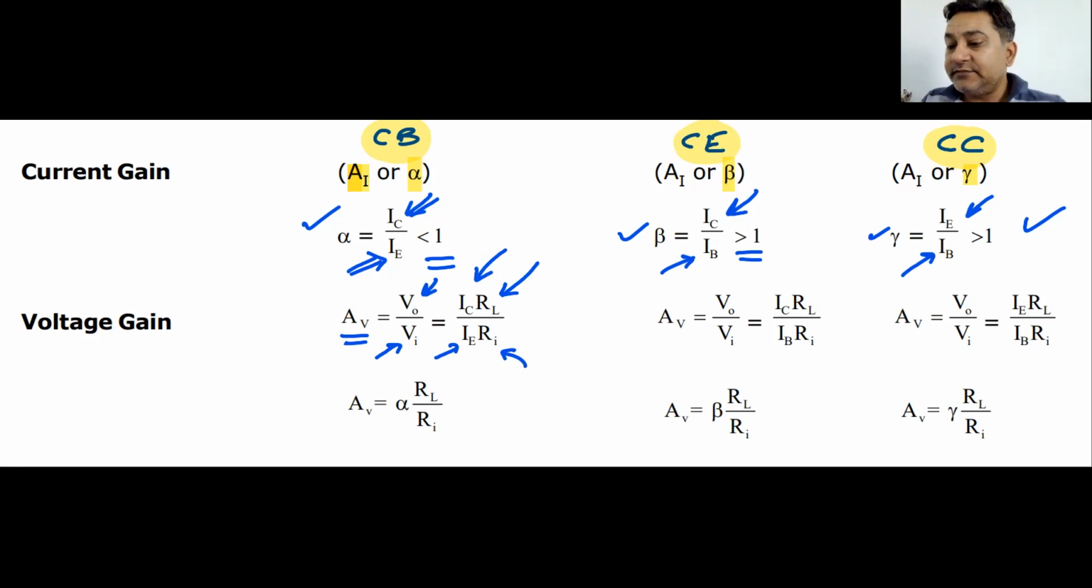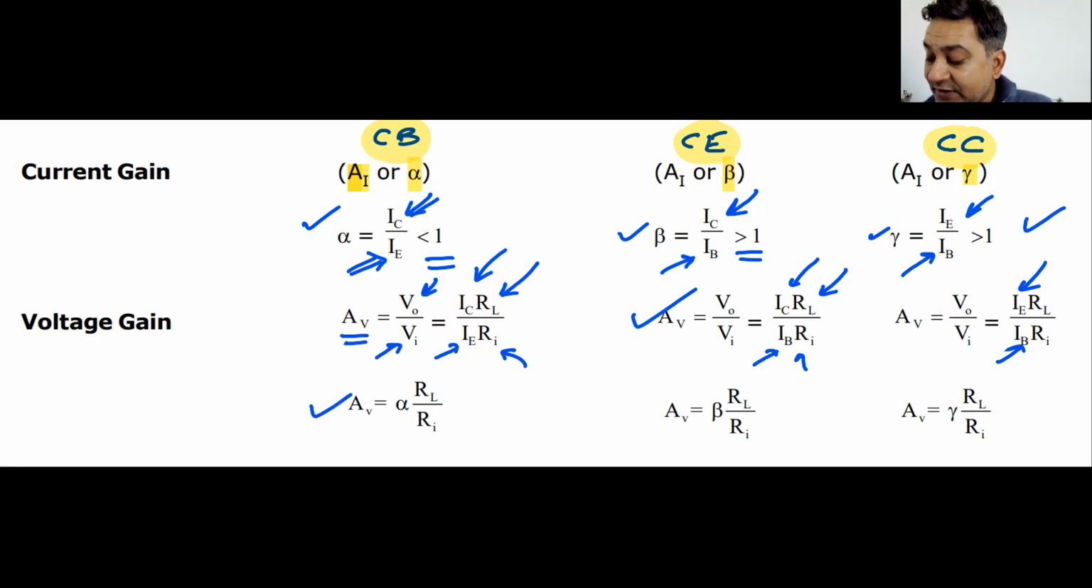Any doubts on this? No, sir. Then a similar formula will come for common emitter. The only thing that has changed: the numerator remains the same, but the denominator becomes IB into RI. Here the numerator changes, but the denominator remains the same. Do you understand this? Yes, sir.